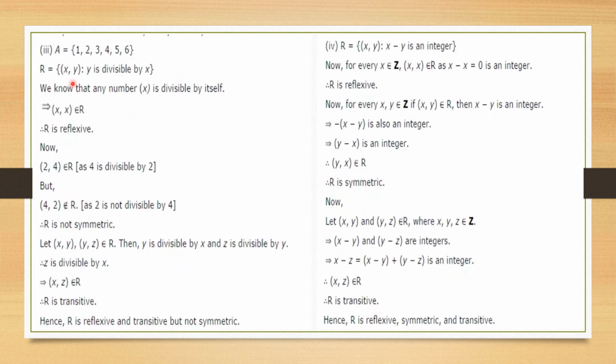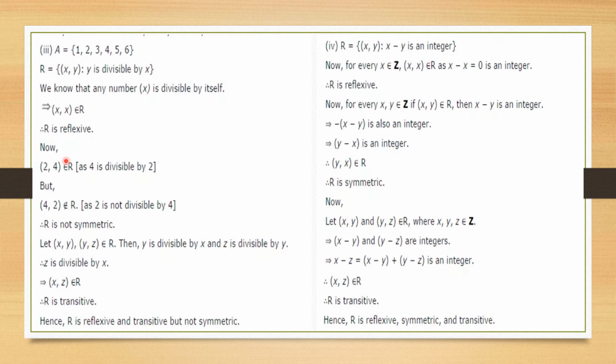The third one is y is divisible by x. Every element is divisible by itself, you know it well. That means every element can divide itself, for this set and for any set also. So (x,x) belongs to R, hence R is reflexive.